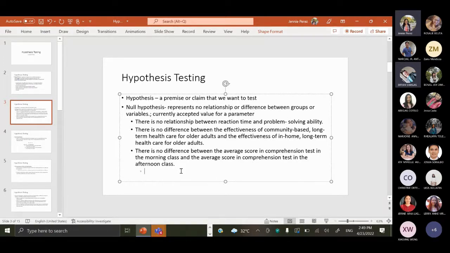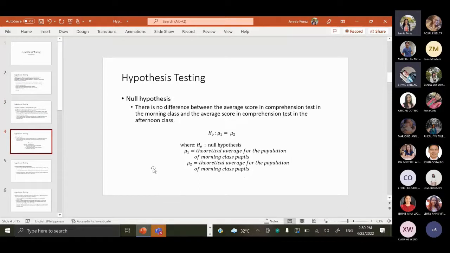Okay. In theory, the circadian rhythm also affects the cognitive ability of people. So there really are people who are morning people, and there are people who are evening people. So we want to test that. So that is a null hypothesis.